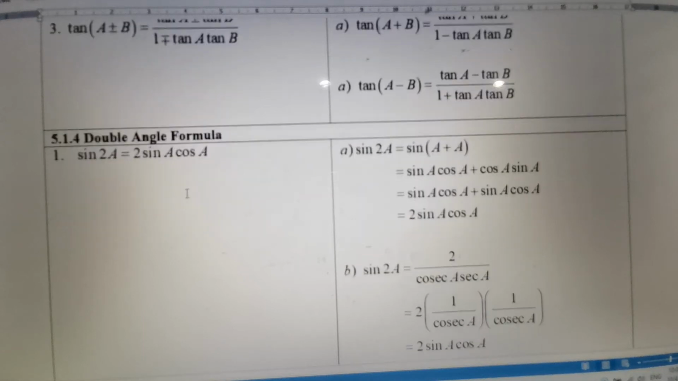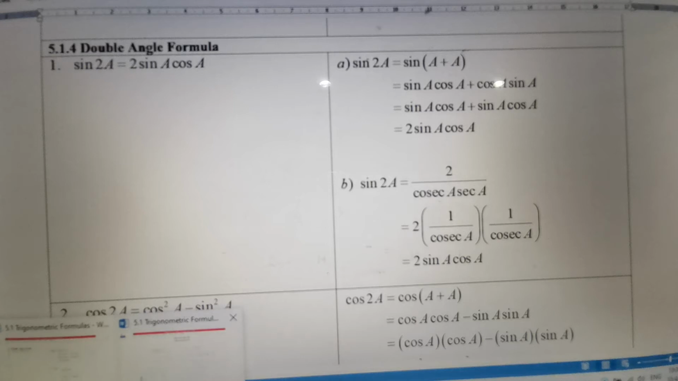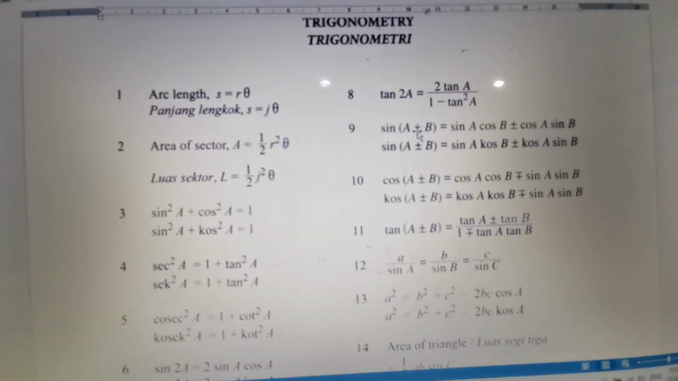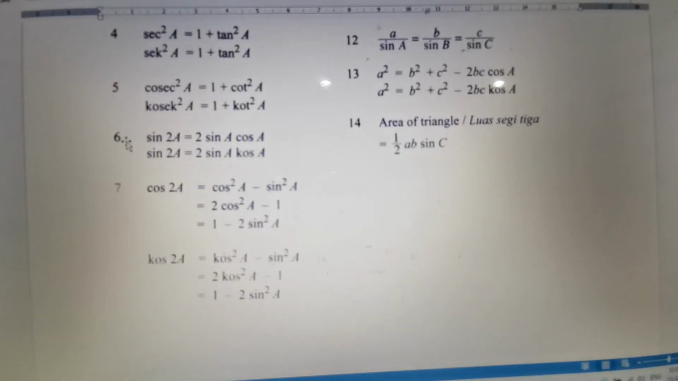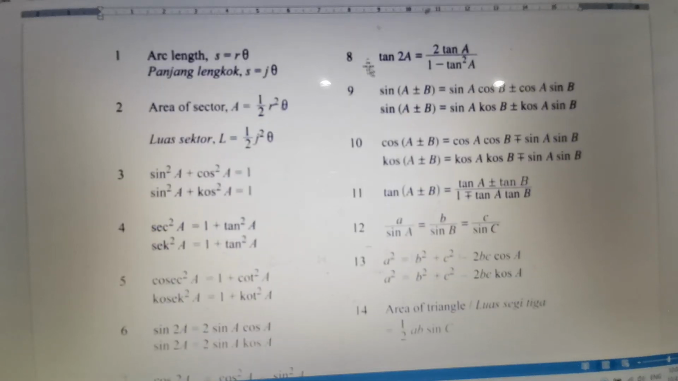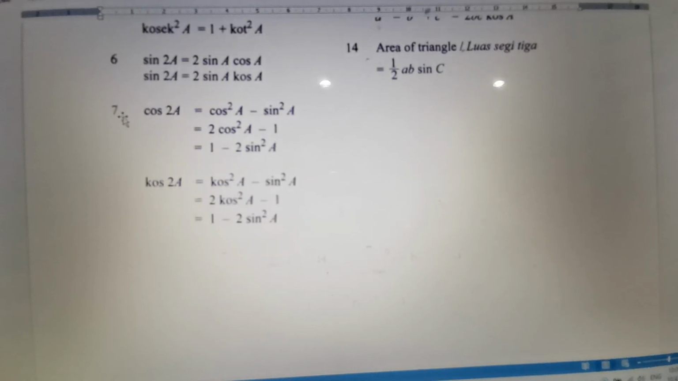Okay, and the double angle formula. Where is the double angle formula in our SPM list? It will be number 6, number 7 and number 8 up here. Okay, number 7, number 6 no problem. Sin 2A is equivalent to 2 sin A cos A. But for cos 2A, there are 3 formulas here. This one is BM here, so we see only the English. Cos squared A minus sin squared A, and then 2 cos squared A minus 1, and 1 minus 2 sin squared A.